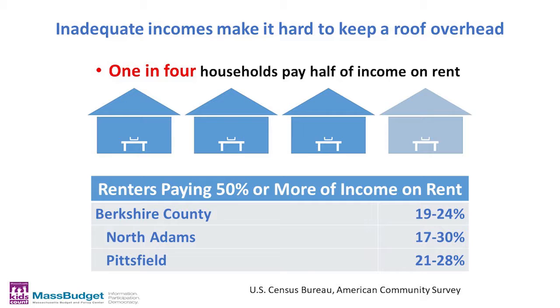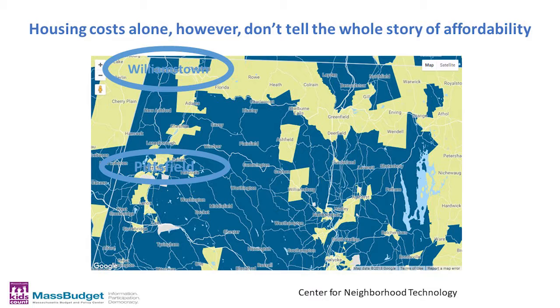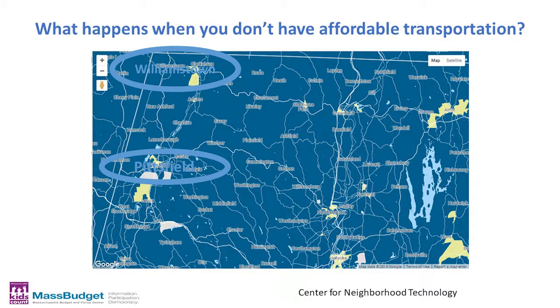For our communities, there's a range just because the sample sizes are small, but it could be as many as 3 out of 10 in North Adams paying half their income on rent. And housing costs alone don't tell the whole story of affordability. This is a map I just want to show you. It shows affordable housing in green, but this is what happens when you add in the cost of transportation. All of a sudden, communities do not become so affordable.